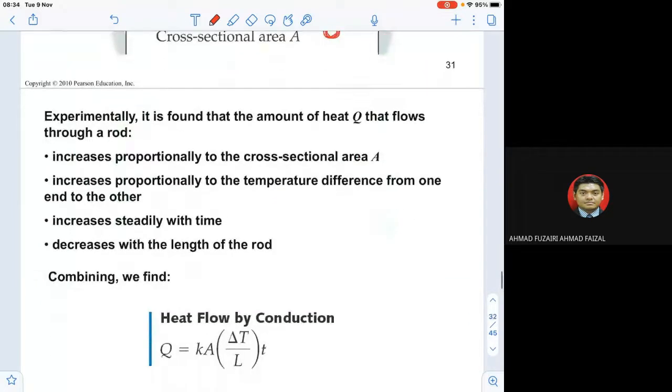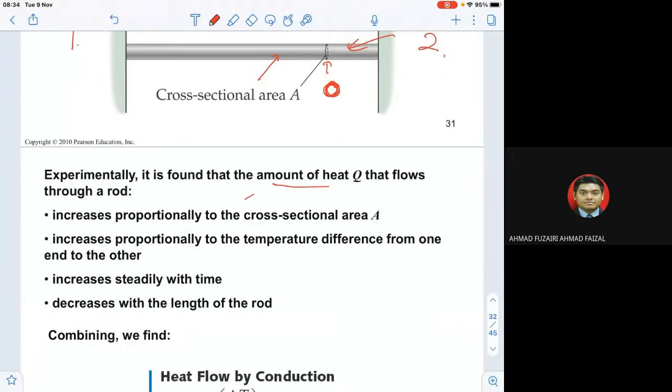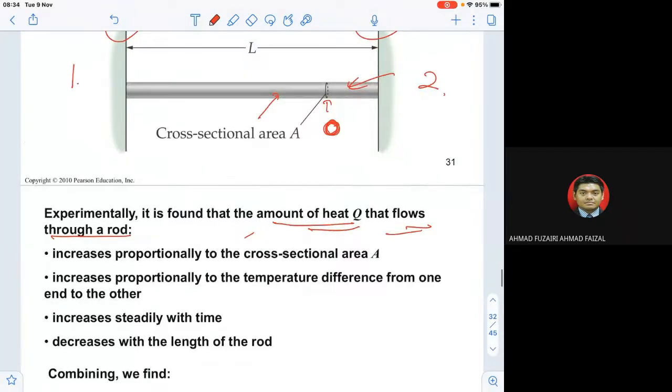Okay, look at how they did it experimentally. Maybe you don't need to look at the experiment, but you can easily imagine how they did it. It is found that the amount of heat Q that flows through a rod, why does it flow through a rod? Because there is thermal contact, and therefore the heat can flow from one side to the other.